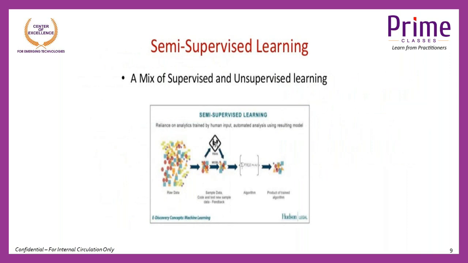And semi-supervised is a mix. Sometimes you perform supervised, then unsupervised, then unsupervised and supervised. There are some algorithms which do both, but the concept remains the same. Supervised is where you have labeled data, unsupervised is where you don't have labeled data, where you don't even have a training set and test set.